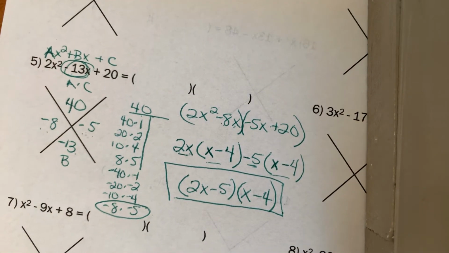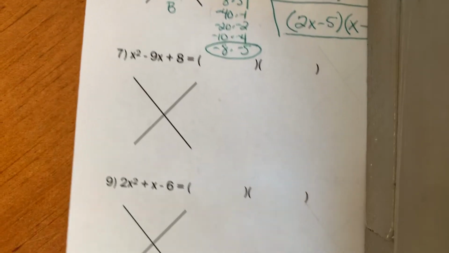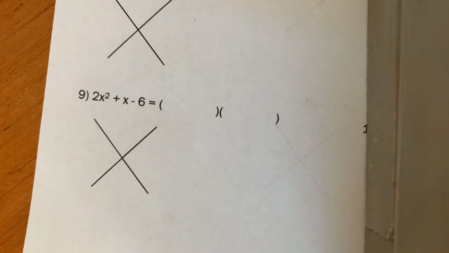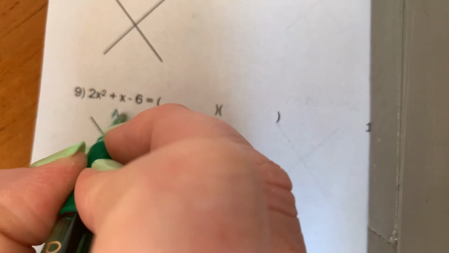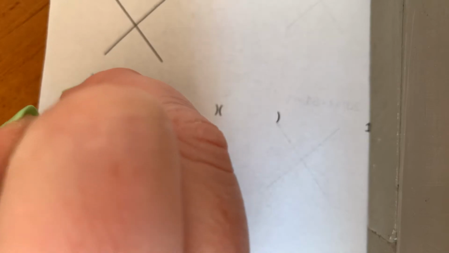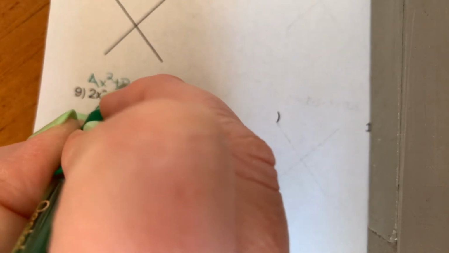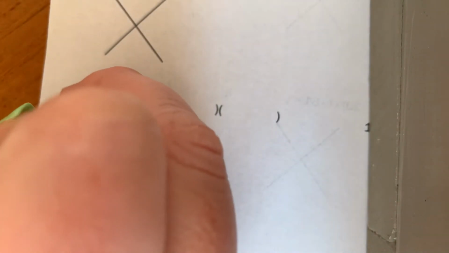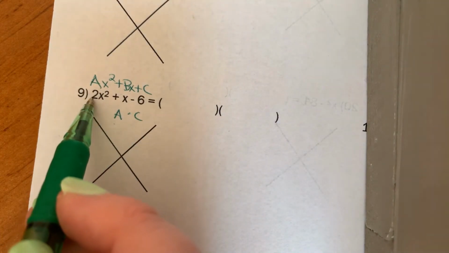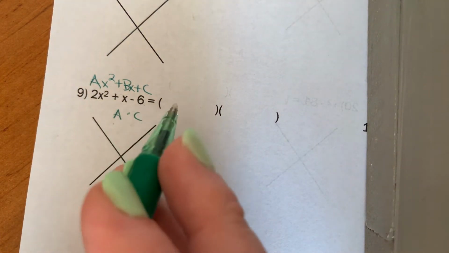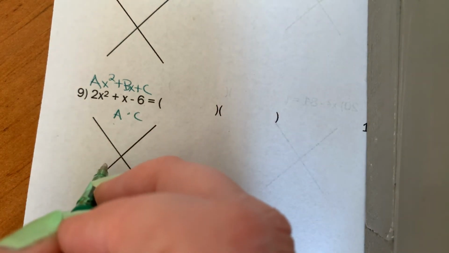Okay, let's do number 9. So number 9, same thing. Write out ax squared plus bx plus c. Top of the x is going to be a times c. So in this case, it's 2 and negative 6. So 2 times negative 6 is going to be negative 12.